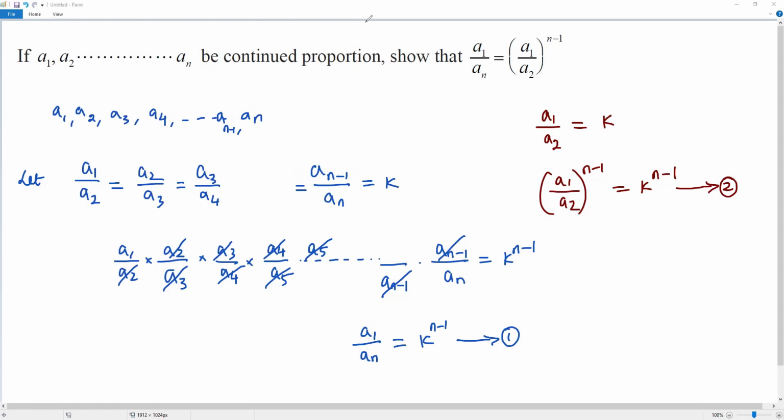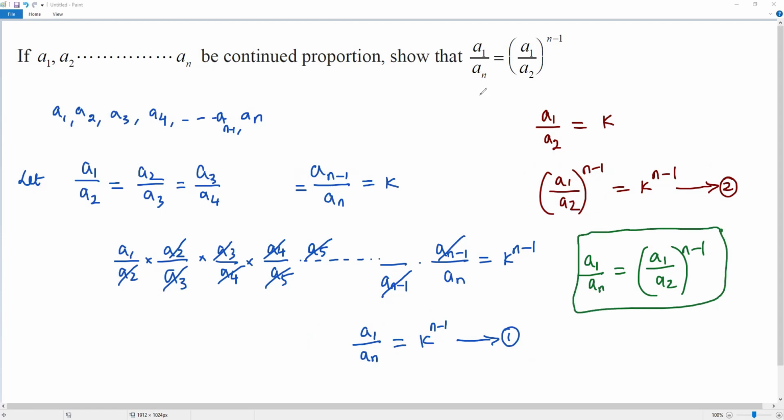Now we have to compare the two equations, equation number 1 and equation number 2. Here a1 divided by an equals k to the power of n minus 1, and (a1 divided by a2) whole to the power of n minus 1 is also equal to the same thing, k to the power of n minus 1. So both of them are equal to k to the power of n minus 1, hence they must be equal. Then we have the result: a1 divided by an is equal to (a1 divided by a2) whole to the power of n minus 1. So I have proved the required result.